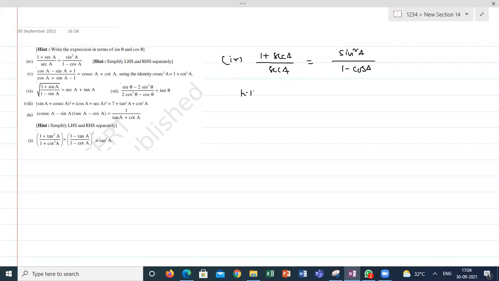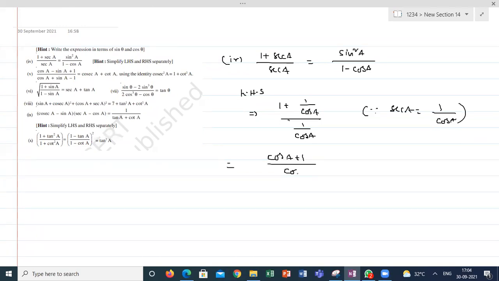So I'm taking LHS. Convert everything into sin and cos. 1 plus 1 by cos A, divided by 1 by cos A. Secant A is nothing but the reciprocal of cos A. From here, if I take the LCM, this will come as (cos A plus 1) by cos A divided by 1 by cos A. Cancelling, this is 1 plus cos A. This is your LHS.